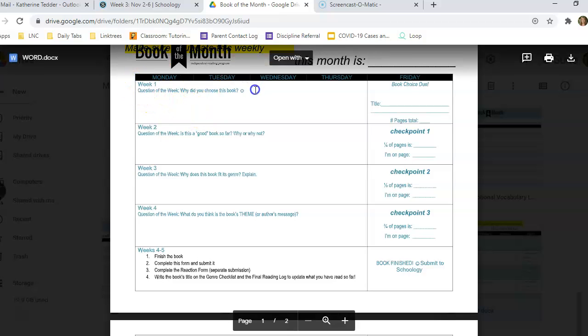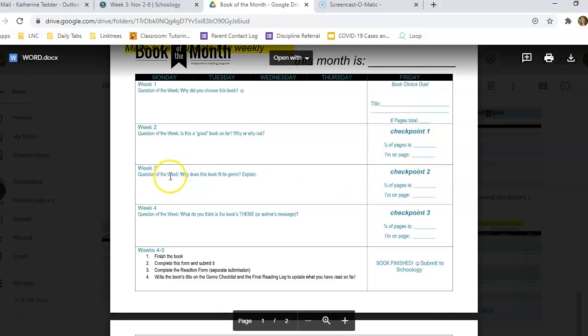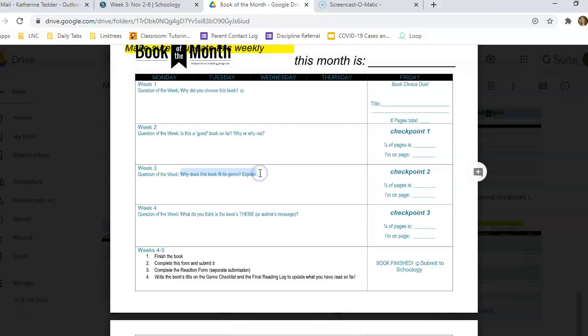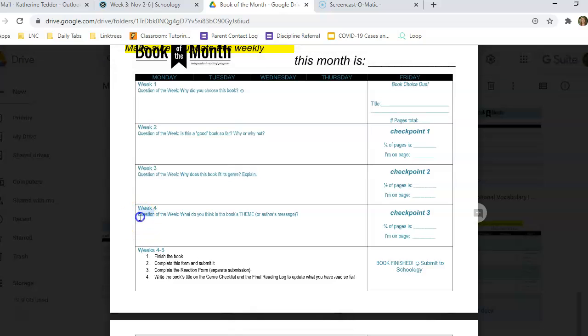So next Friday, you need to be able to answer these questions: what book did you choose? How many pages are in the book? And why did you choose this book? The following week on Friday, you're going to answer: is it a good book so far? Why or why not? How many of the pages is one-quarter read, and what page are you on? Week 3, why does this book fit its specific genre? So you'll have to think about what genre it is. And then week 4, what do you think is the book's theme or the author's message?